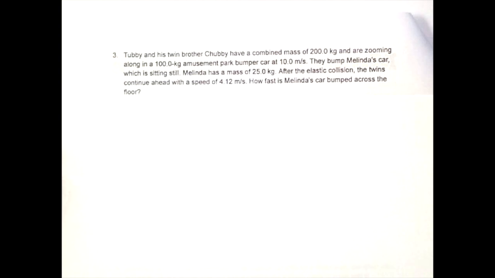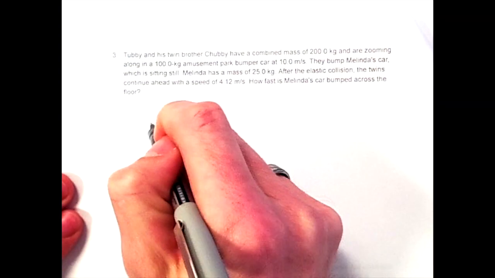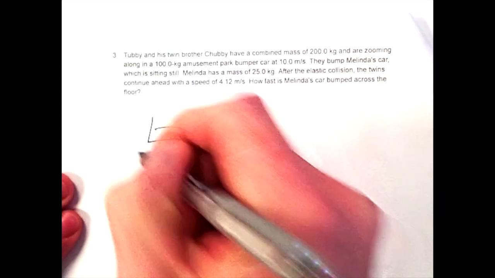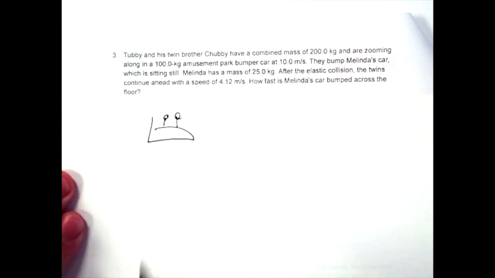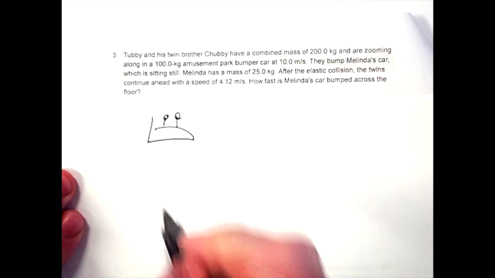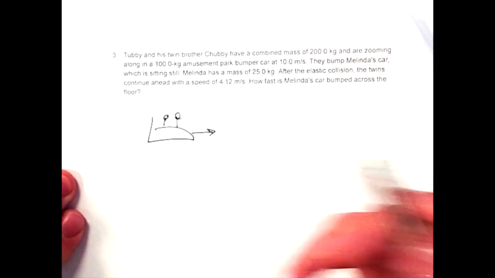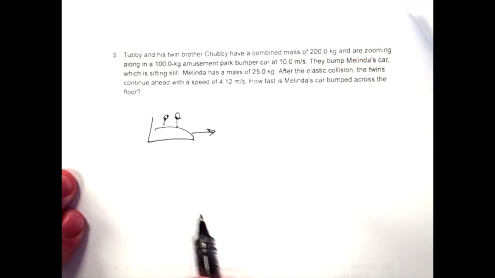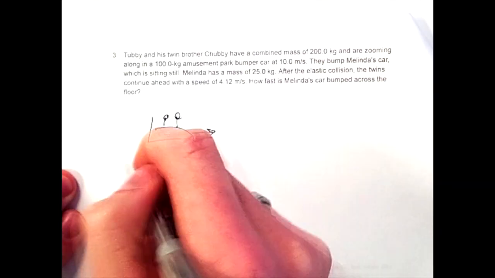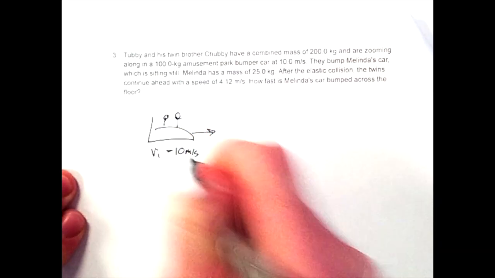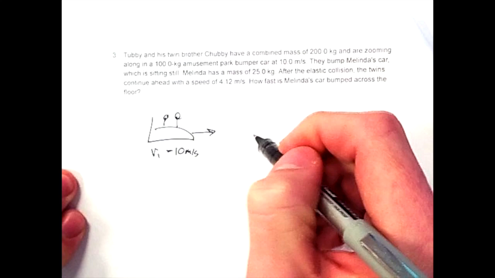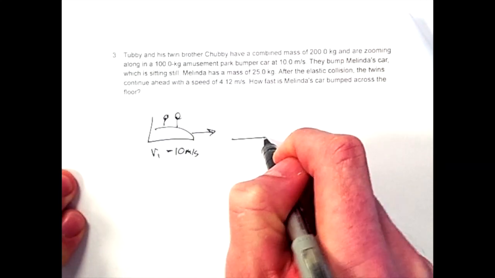Tubby and Chubby are the Busch Gardens bullies. They hang out at the bumper cars. Tubby and Chubby like to harass the other kids because they're big, which means that their momentum is large when they interact with other people in the bumper cars. So we have Tubby and Chubby moving forward. Let's call that V1 at 10 meters per second. And then poor Melinda is all by herself.